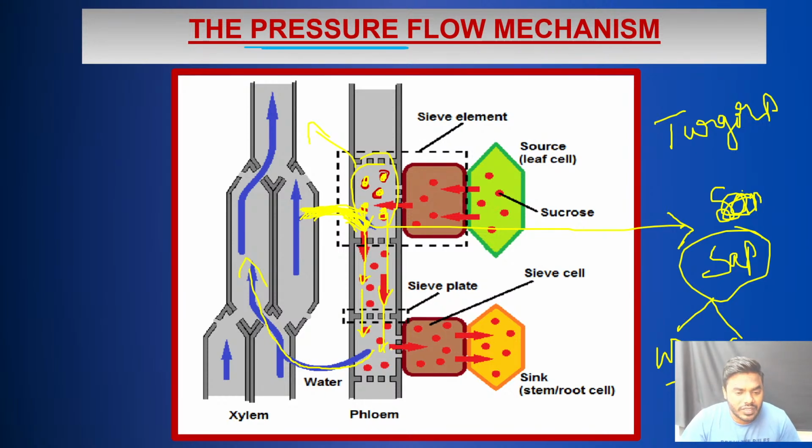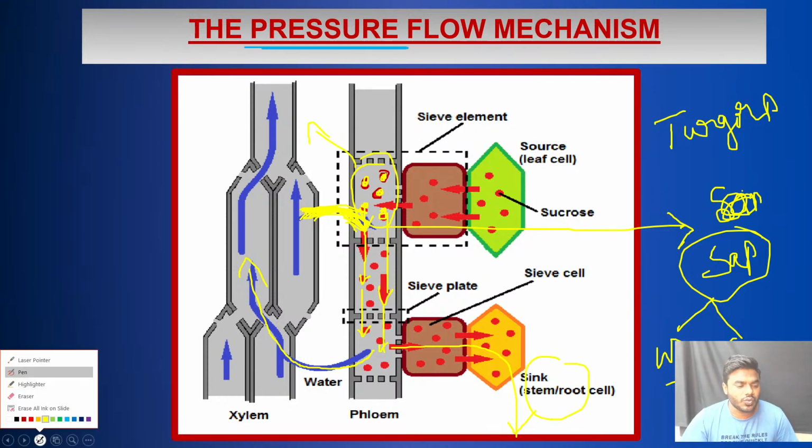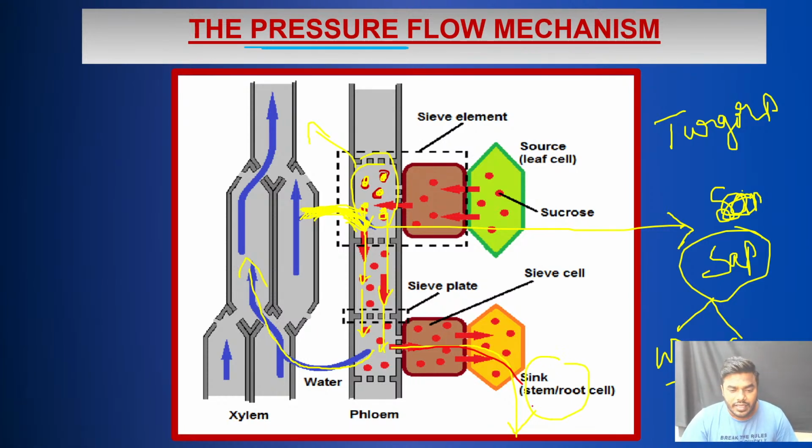Then what about the sugar molecules? We will read in the next slide. From the sieve tube element of the phloem, they will be unloaded into the sink. Friends, one more interesting point: if they want to unload into the sink, once again what is required? They compulsorily require the companion cell.